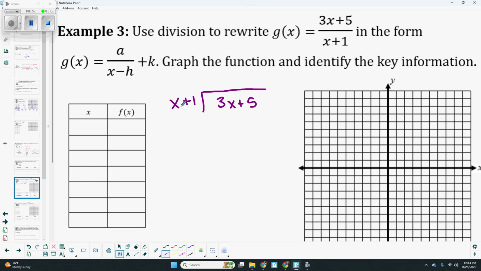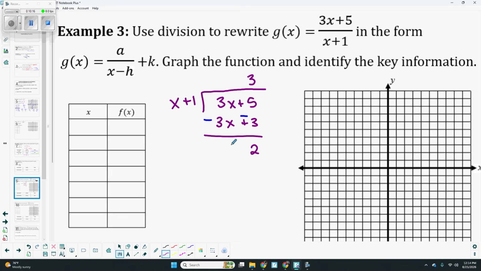So now what would I have to multiply x by to get 3x? We would multiply it by 3. So now I'm going to multiply. 3 times x is 3x. 3 times positive 1 is positive 3. And now we subtract. And when I subtract this, the 3x is canceled out, and 5 minus 3 was 2.